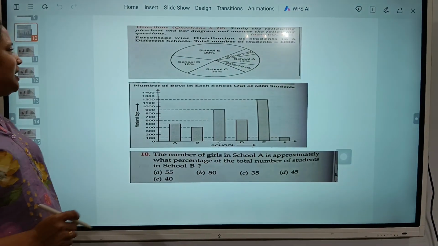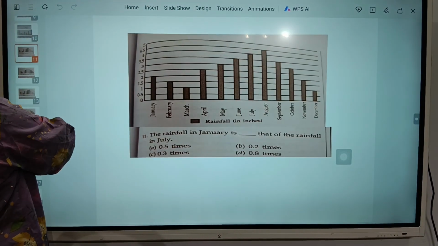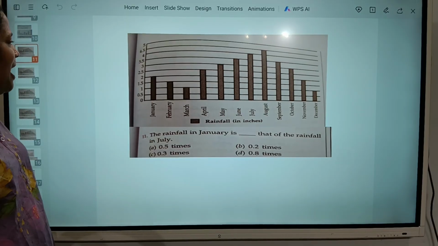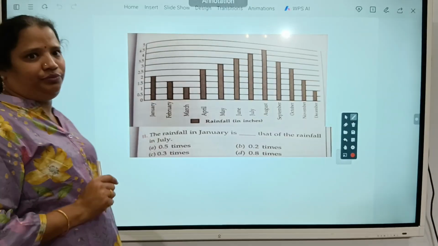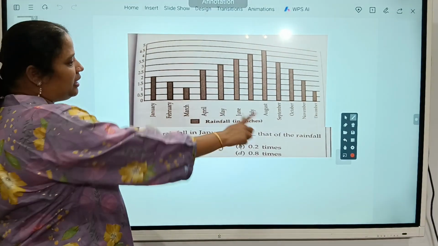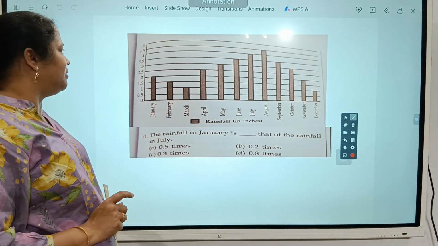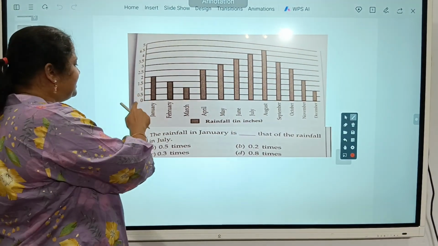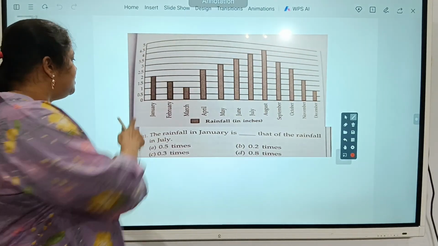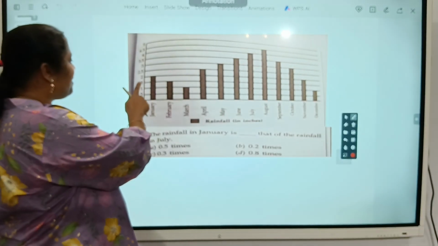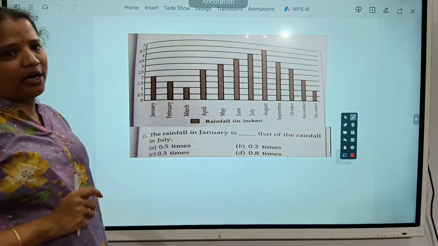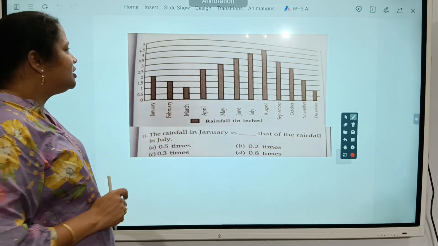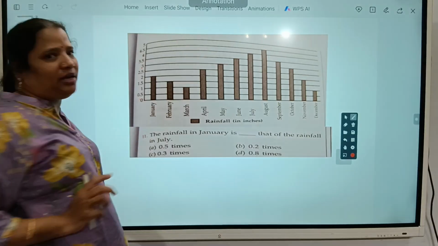Now we will move to another graph. Third graph. Okay, bar graph. So this shows the rainfall in 12 months in a year. The scale is 0.5 scale: 0, 0.5, 1, 1.5, 2, 2.5, 3, 3.5, 4, 4.5, 5. You can see here. So in inches the values are given.